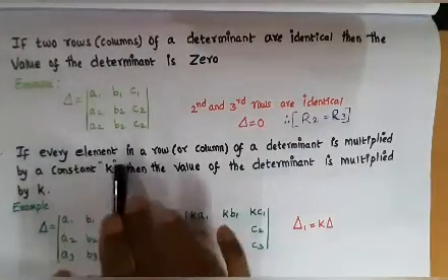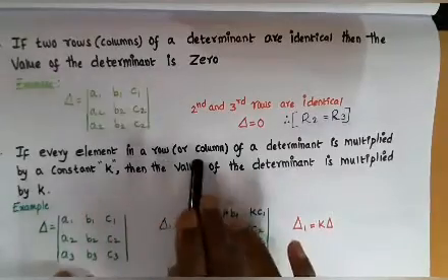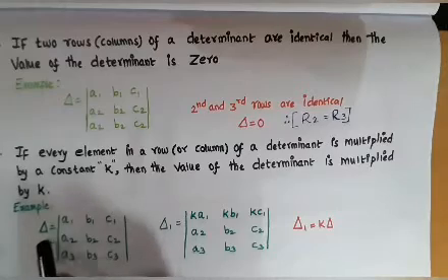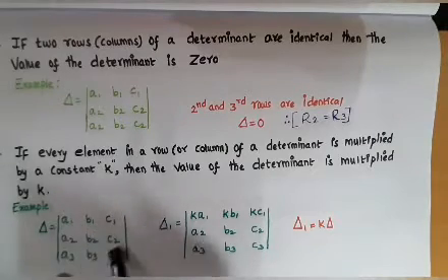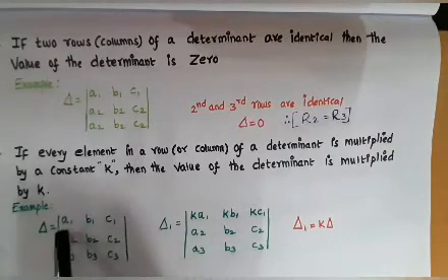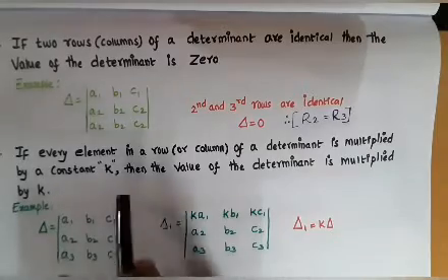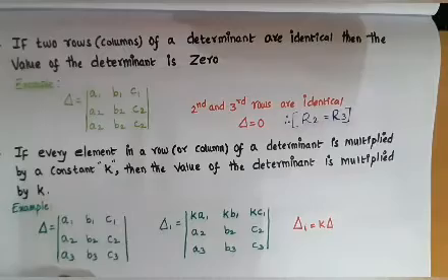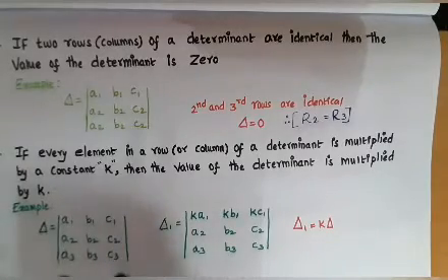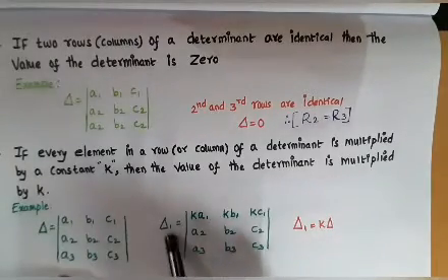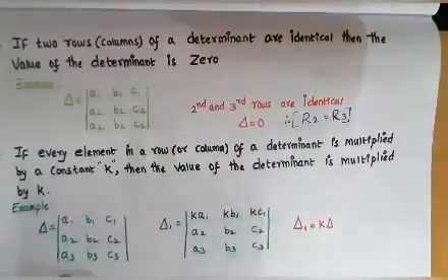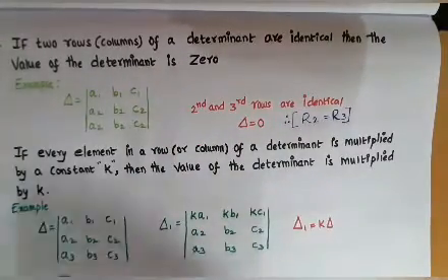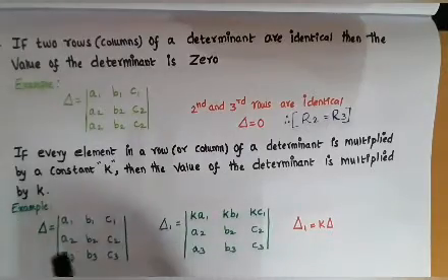If every element in a row or column of a determinant is multiplied by a constant k. Suppose you take del a1, b1, c1, a2, b2, c2, a3, b3, c3. I take row 1 and multiply it by k: ka1, kb1, kc1, with the remaining rows the same. I can expand this del and get some answer, and expand this del 1 and get some answer. So del 1 answer will be k times the del answer.